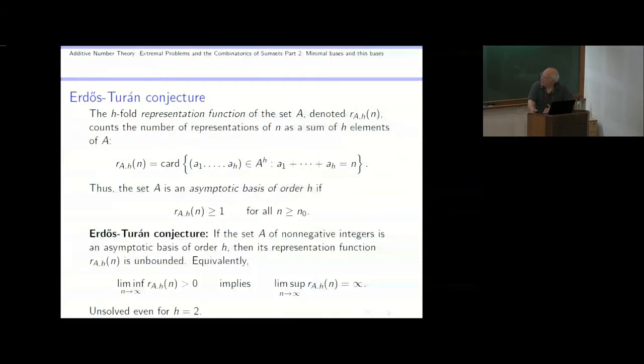And the famous conjecture of Erdős–Turán says that if you have a set of non-negative integers that's an asymptotic basis of order h, you cannot have a bounded representation function. So for whatever reason that no one knows, it seems that you simply cannot construct an asymptotic basis even of order 2 where every number has at most 10^(10^80) representations. I mean, that may be the number of particles in the universe, but it's not necessarily a bound for the number of representations. And this is unsolved. The problem was originally stated for bases of order 2. It's natural to ask for bases of any order, but it's certainly unsolved for the original case of h equal to 2.